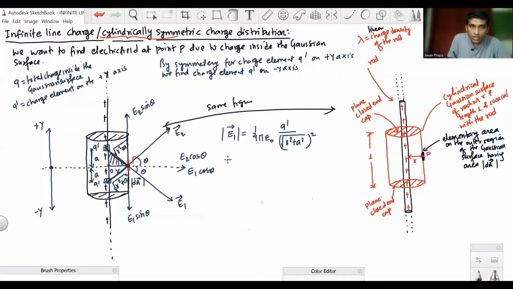Now, in the same way, magnitude of E2 is 1 by 4 pi epsilon naught, due to this q dash, divided by the square of this distance, so we have under root R square plus A square whole power 2. So what we get, magnitude of E1 equals magnitude of E2. So we can draw this conclusion, okay.